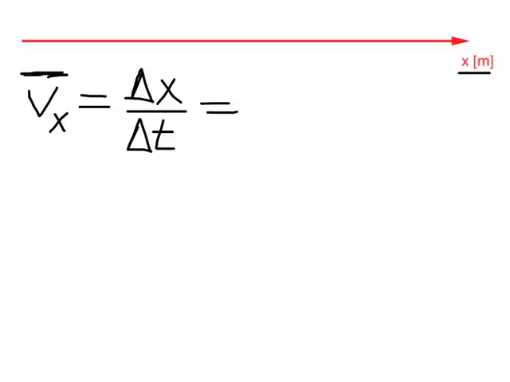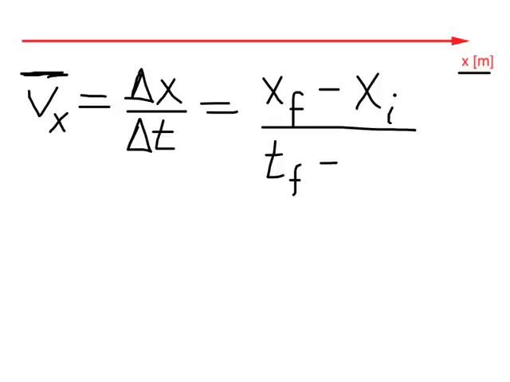To write this out a little bit more, what do we mean by change in position? We mean we take our final position, whatever that may be, and subtract the position we started at. And we divide that by how long did it take us to go this far. So our final time minus our initial time. And this is the quantity of average velocity in one dimension.